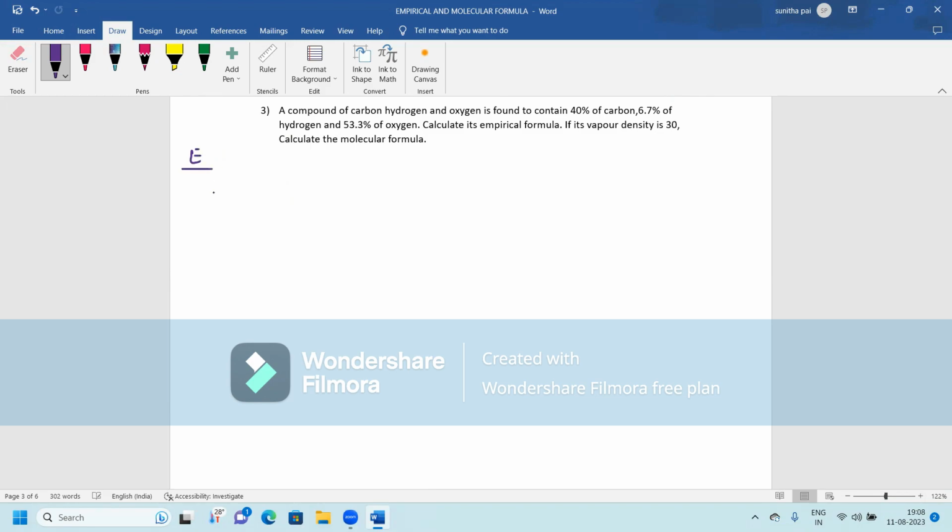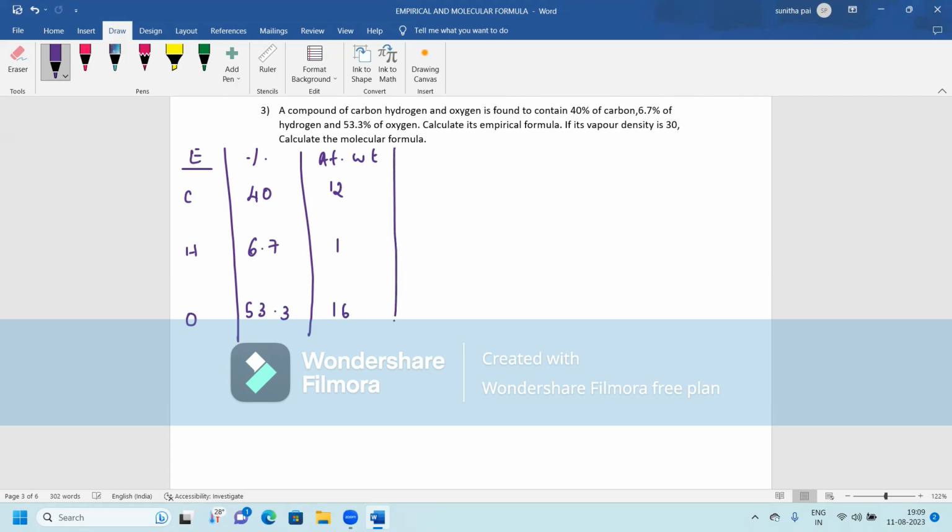First column is for element. The elements are carbon, hydrogen, and oxygen. Percentage is given to us. Carbon is 40%, hydrogen is 6.7%, and oxygen is 53.3%. Atomic weights are 12, 1, 16.